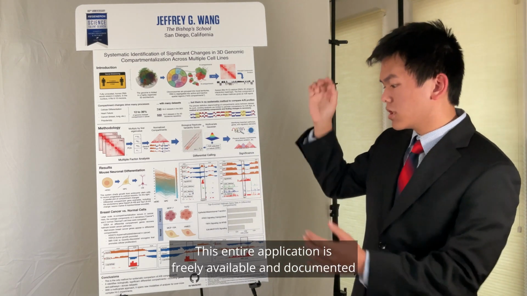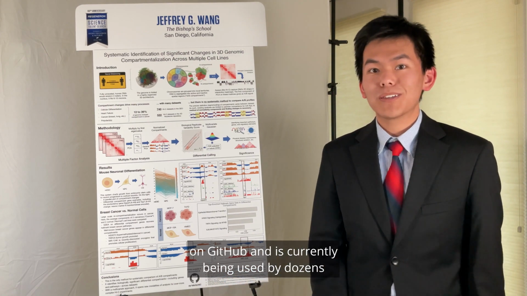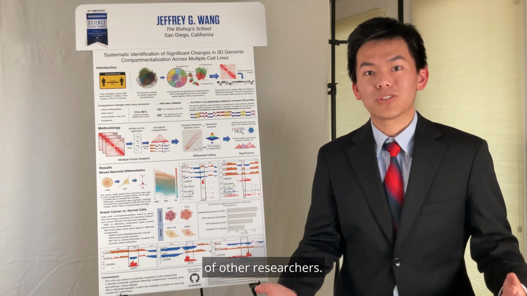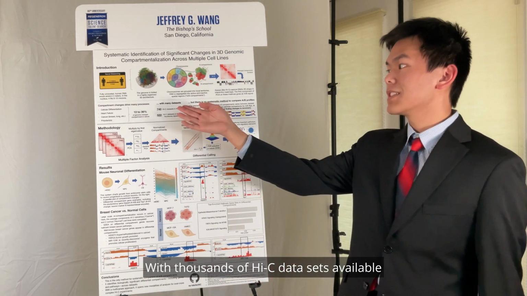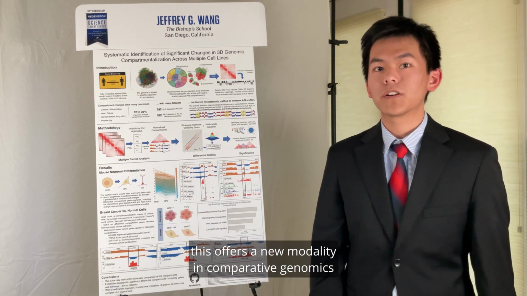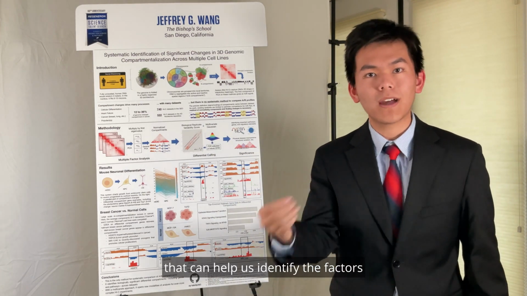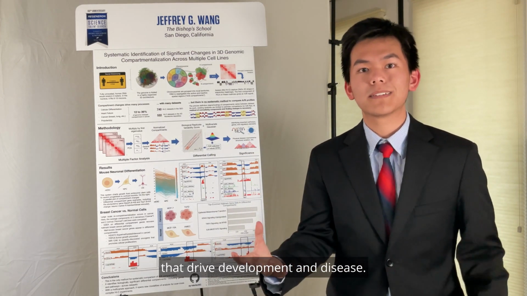This entire application is freely available and documented on GitHub, and is currently being used by dozens of other researchers. With thousands of Hi-C datasets available and more being created every single day, this offers a new modality in comparative genomics that can help us identify the factors that drive development and disease.